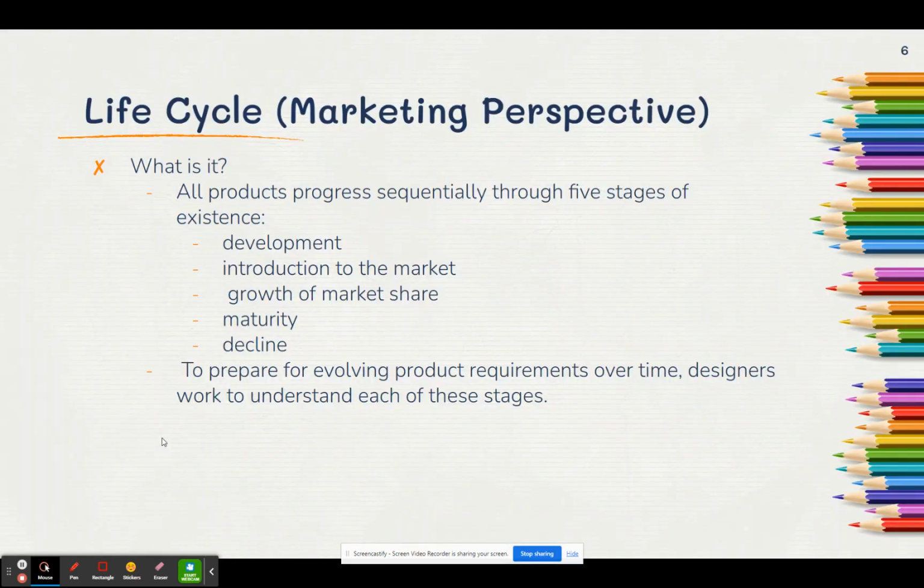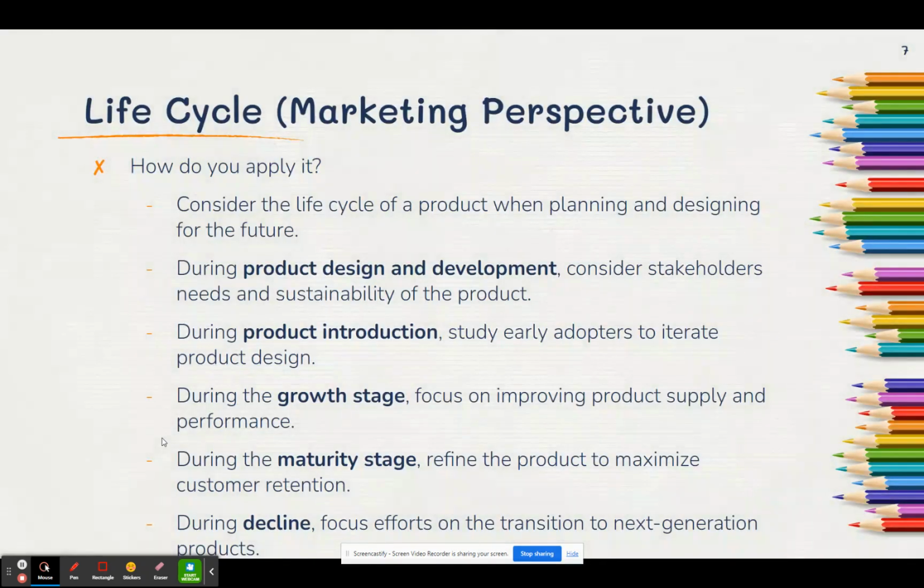Now, looking at the life cycle from a marketing perspective, the reality is that all products progress sequentially through 5 stages of existence. We start by developing the product, then we introduce it to the market. We look at the growth of the market share, so how quickly people want it. It then goes into a stage called maturity, where we look at the use of it, and then decline, where people don't want to use it anymore. So, to prepare for evolving product requirements over time, designers have to work to understand each of these stages. They apply this by considering the life cycle of a product when planning and designing for the future.